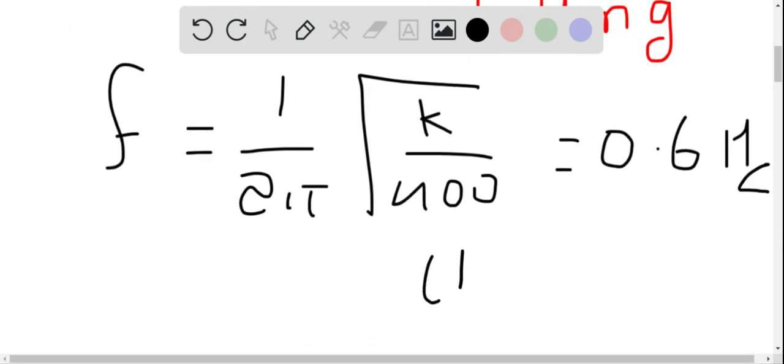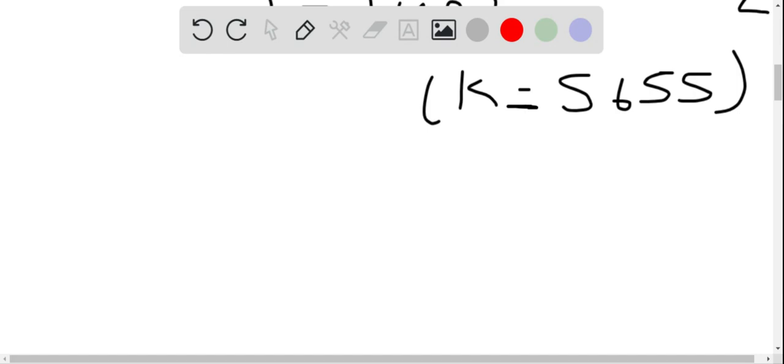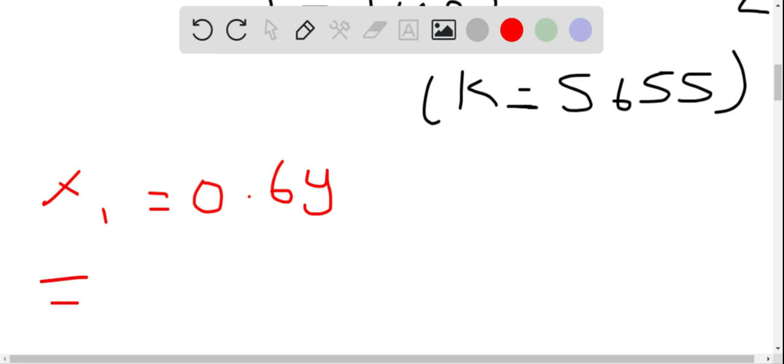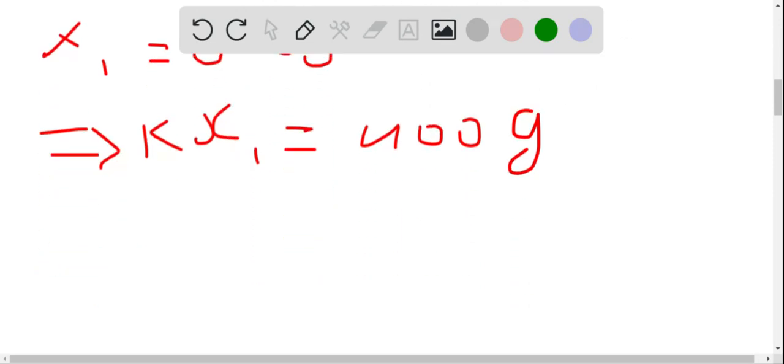As k value is here 5655. Now, let's take the multiplication of kx1 and x2. Here we have x1 is equal to 0.69. So, kx1 will be equivalent to 400 times g. Sorry, it's 400 times g.